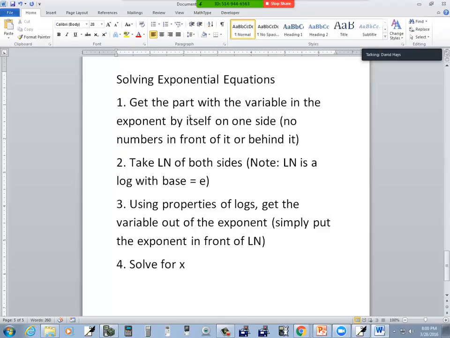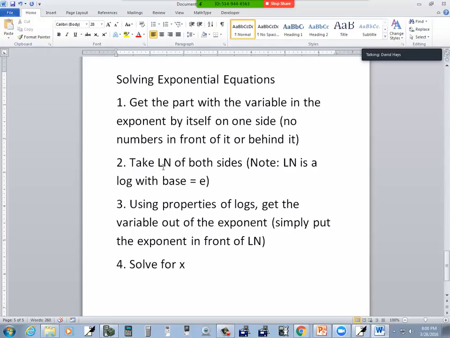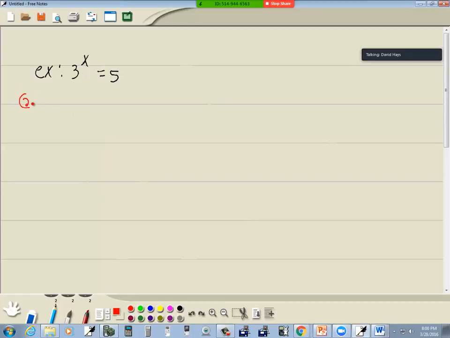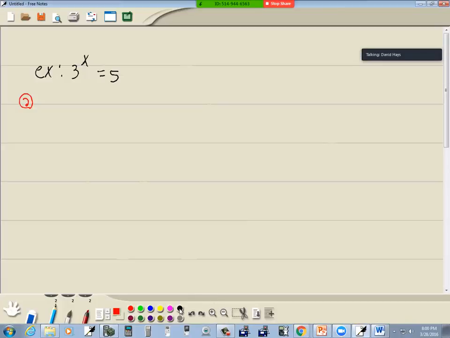Step 1, get the part with the variable and the exponent by itself on one side, no numbers in front of it or behind it. Here we have 3 to the x. There's nothing in front of it, there's nothing after it, we just simply have 3 to the power. So that's done. Step 2, take natural log of both sides. So we have natural log of 3 to the x is equal to natural log of 5.